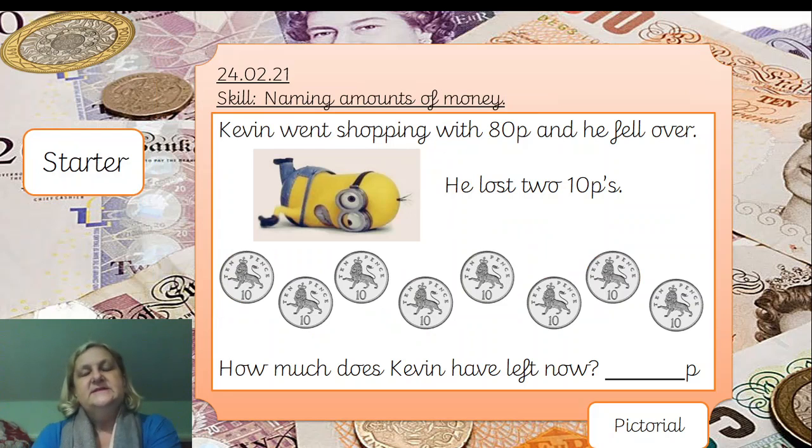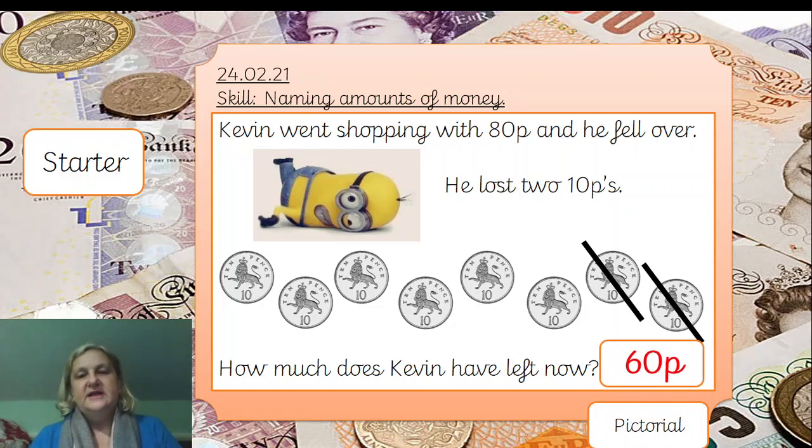So this one is a call starter. Kevin again went shopping and he fell over and he lost 2 10p. So 2 of these 10p's he's lost. So you might want to cross out 2 of the 10p's or cover them up, and then see how many he's got left now, and how much does he have left. So brilliant, I've crossed them out, and he's got 60. If we count the ones that are left, he's got 60 pence.